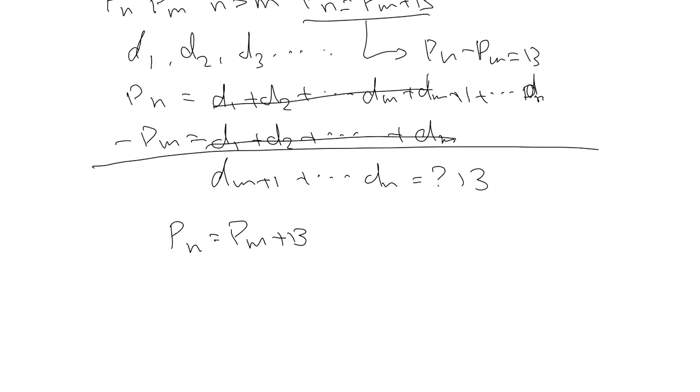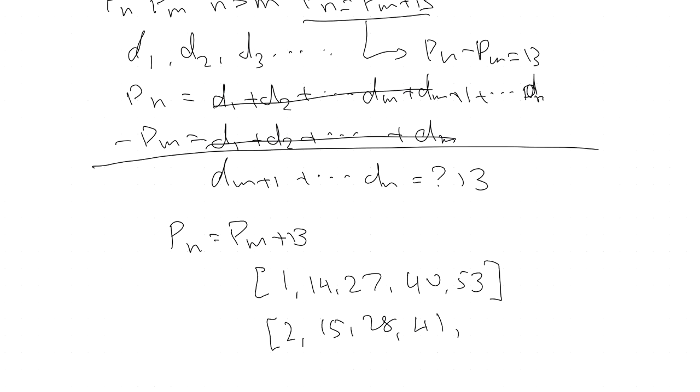In order to make this easier to count, we can split all the numbers into groups mod 13. So we have 1, 14, 27, 40, 53, which have remainder 1 when divided by 13. We have 2, 15, 28, 41, 54, which have remainder 2 mod 13.